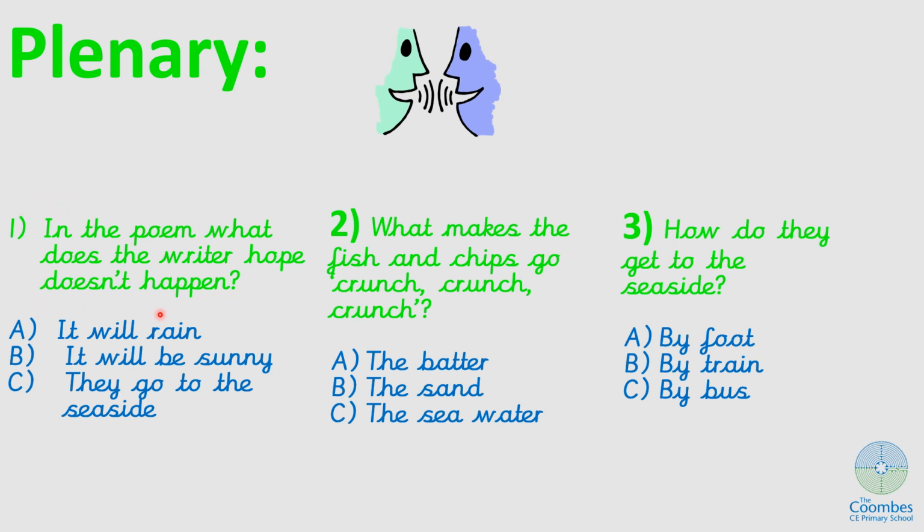Is it A, that it will rain, B, that it will be sunny, or C, that they go to the seaside? Have a little think. Tell your adult or tell yourself, or you can write it down if you want to. Write down your answer.